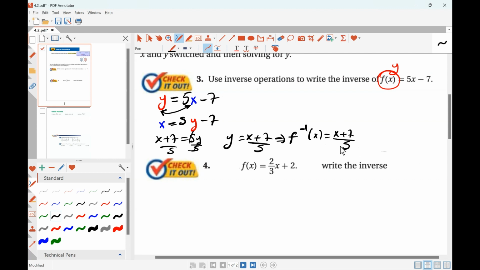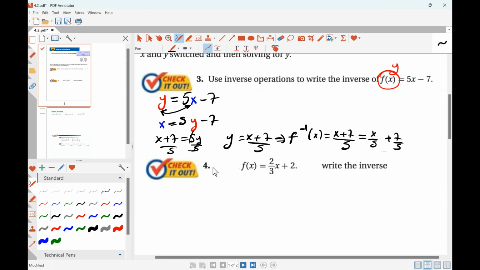So this is the result, or you can break this one fraction up into two fractions. That's equivalent to x over 5 plus 7 over 5. So that's our inverse function. Every question will be solved in this method.